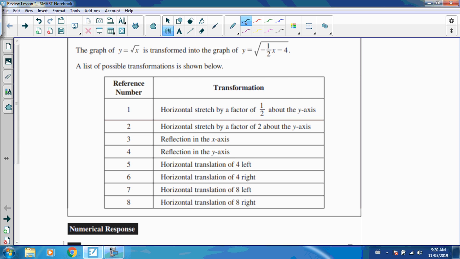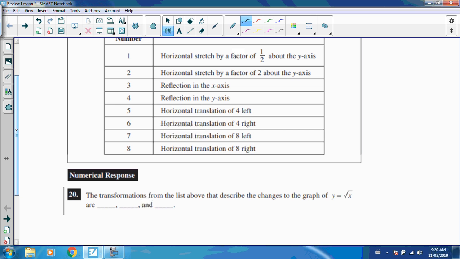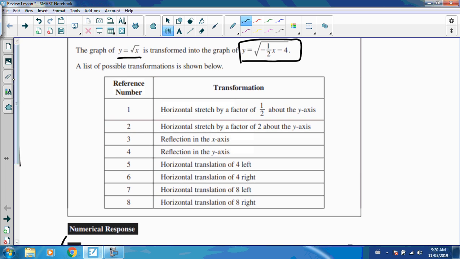So it says the graph y equals square root of x is transformed into this. And the list of possible transformations is shown below. So what I would do is determine what are the transformations that have occurred, find them in this table, and then down here you have to list them. So the transformations from the list above that describe the changes to the graph of y equals root x are, and there are 3 of them, so you need a 3-digit number. So give that a shot and come up with your 3-digit number, and then I'll go through the answer with you.